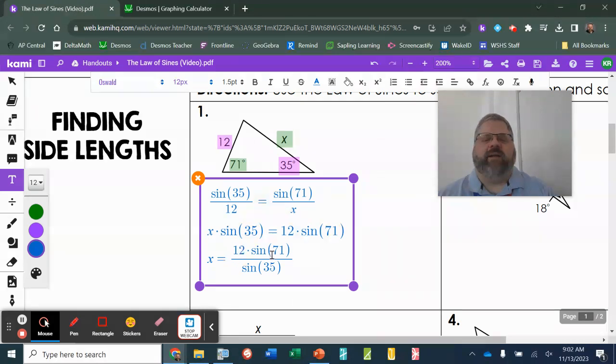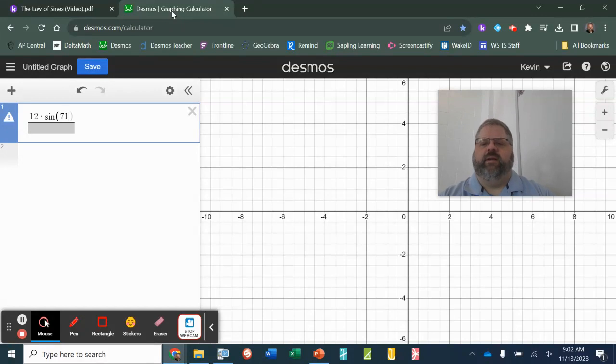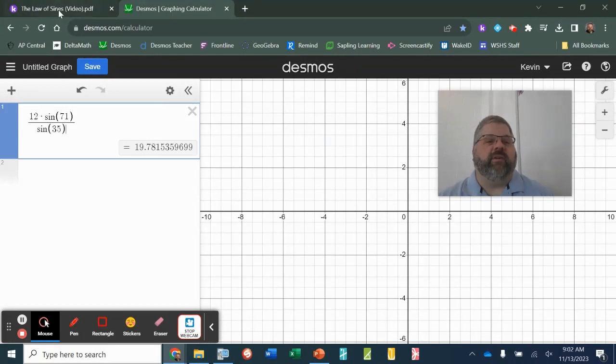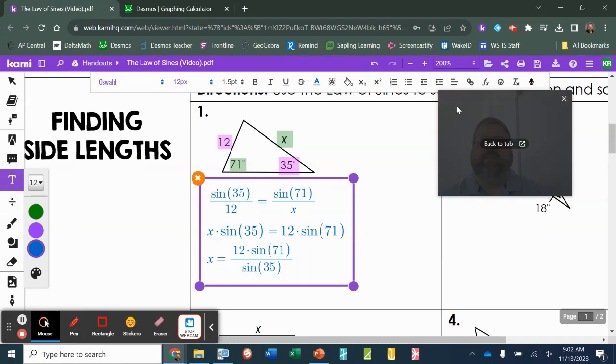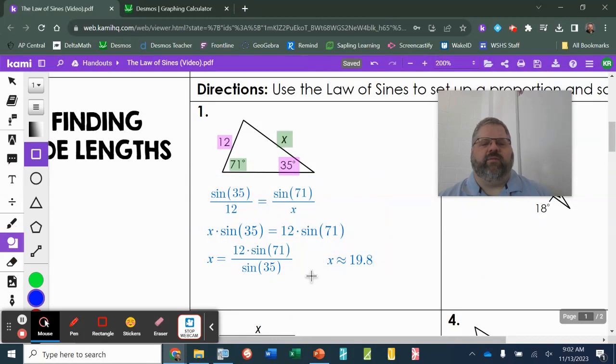When I end up with a statement like this that has no variables, it means I need to evaluate. So I'm going to take 12 times the sine of 71 degrees divided by the sine of 35 degrees. And I just want to double check that I've got the angles in the right place. I do. And so if we're rounding to the nearest tenth, I have 19.78. The 8 would round the 7 up to an 8. And so we would come back here and say that this missing side, x, is approximately 19.8. And it'd be units because they don't tell us a measurement here, right? 19.8. And that would be our answer for this one.